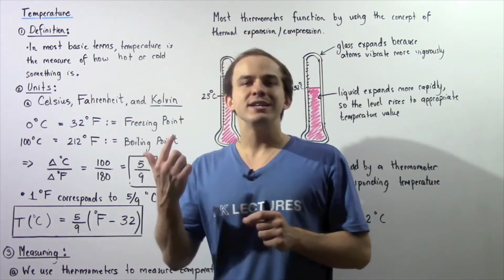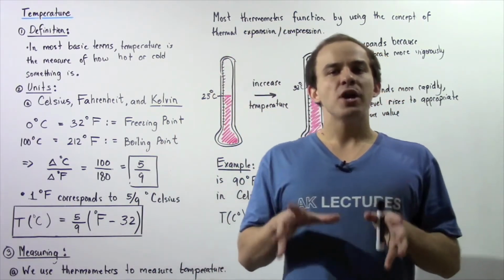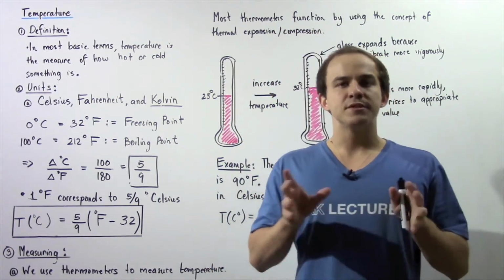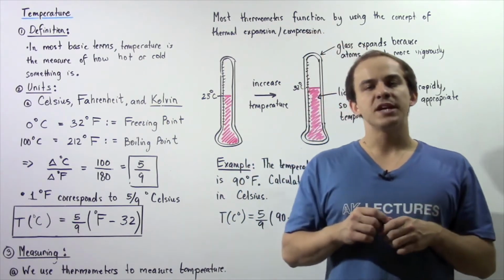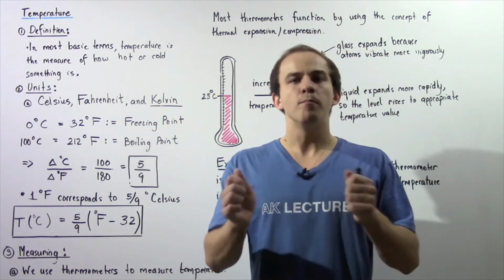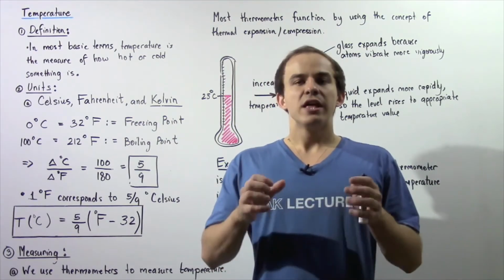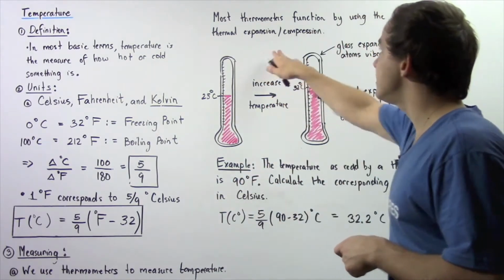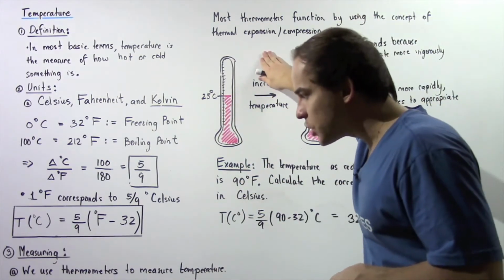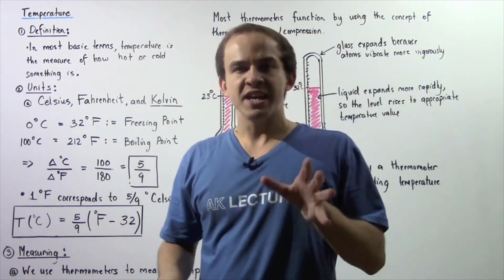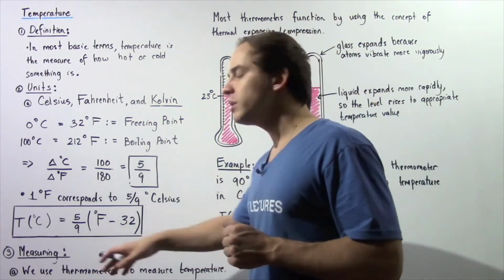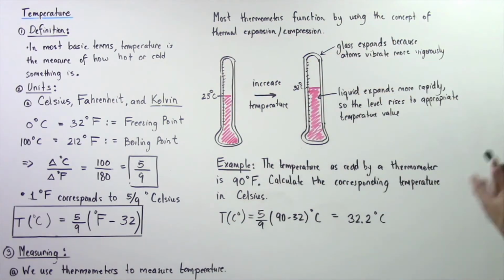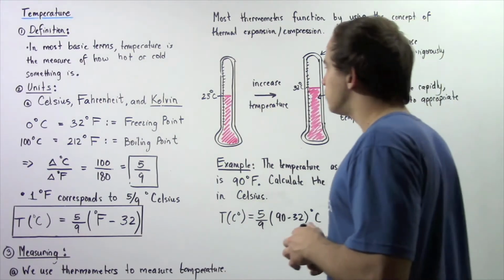Now, whenever a macroscopic object increases in temperature, that object undergoes thermal expansion. In other words, the molecules or atoms found within that macroscopic object vibrate or move more vigorously, and that implies that the macroscopic object as a whole expands, and this expansion is known as thermal expansion. One way that we can measure temperature is by using an instrument called a thermometer. And most thermometers function by using this concept of thermal expansion or compression.